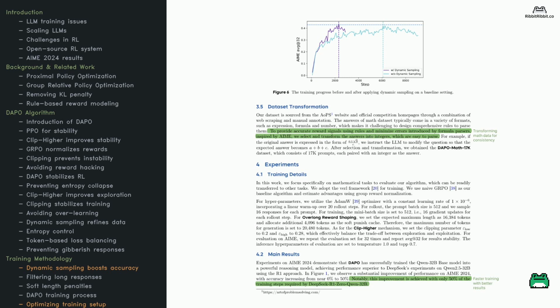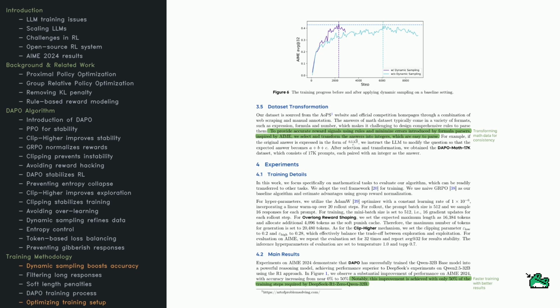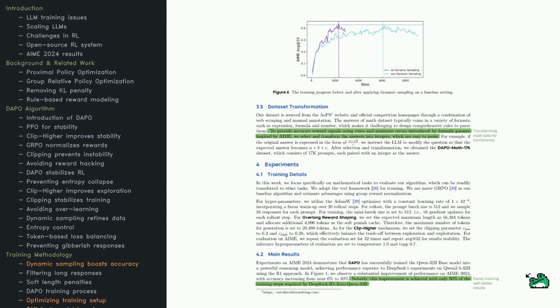Sometimes answers appear as formulas, expressions, or plain numbers. That leads to confusion when the model tries to interpret them. So the dataset here is cleaned and converted into a simpler format. For example, tricky expressions get turned into integers. That helps the model avoid mistakes caused by inconsistent input formats.